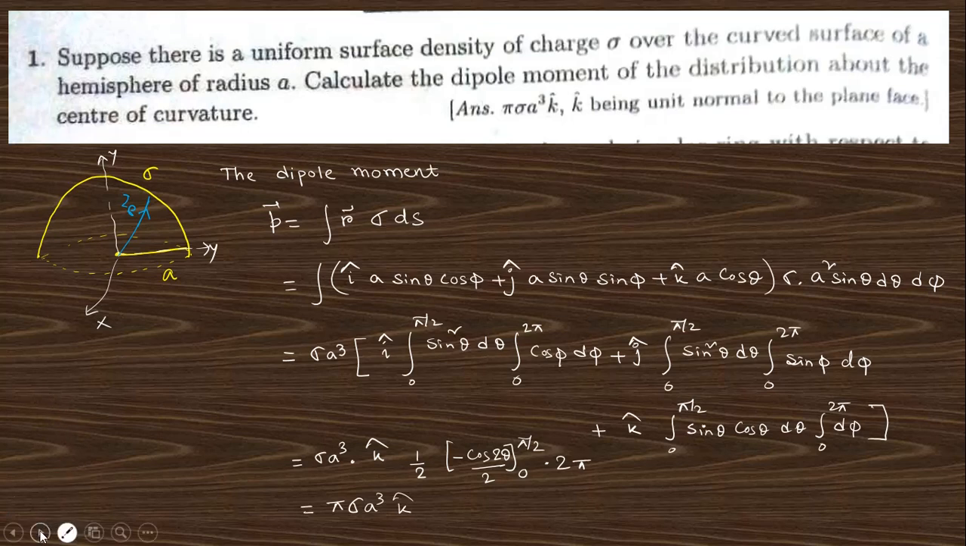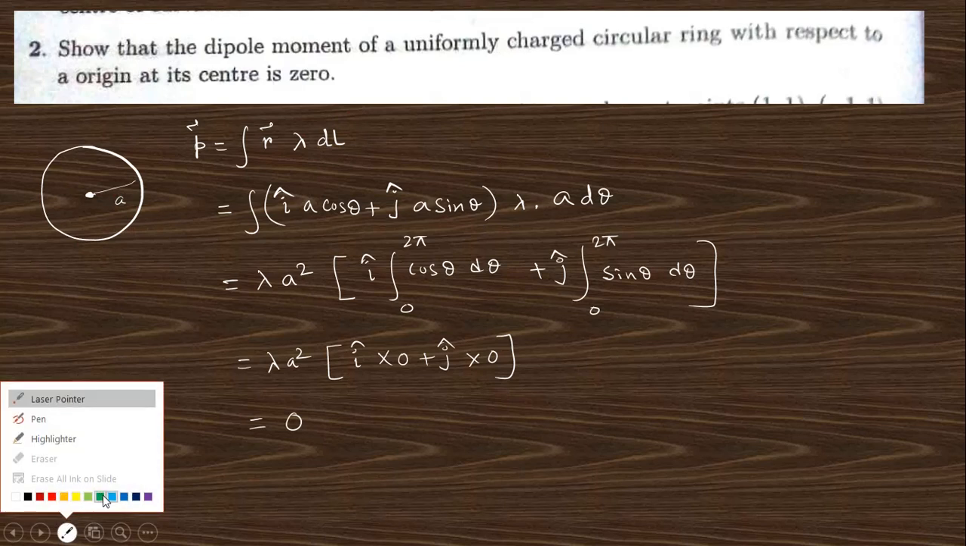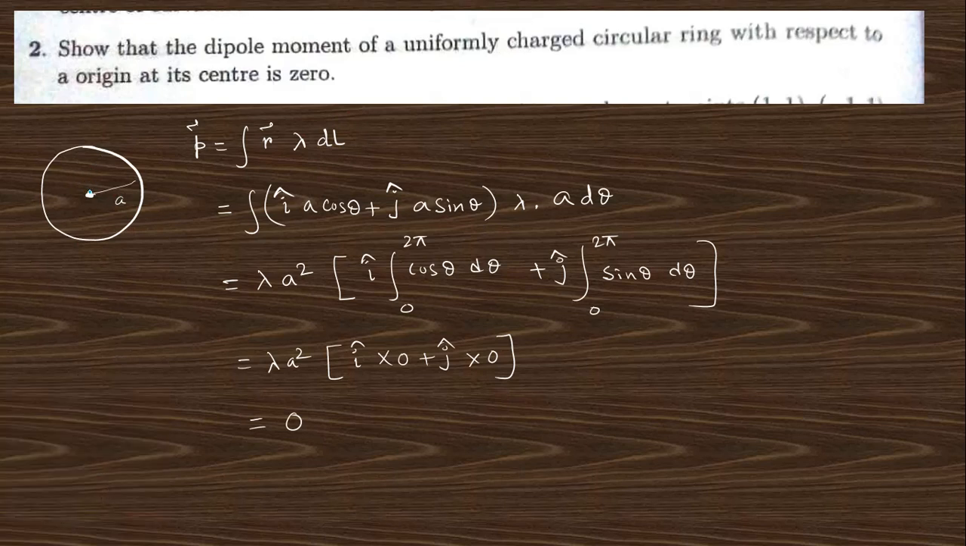Go to the next question. Find the dipole moment of a uniformly charged circular ring with respect to the origin. So this is a circular ring, and for that you need to find the dipole moment. This is the integral of r times the charge, which is lambda dl. If you take a small portion here, subtending d theta, this is the dl.